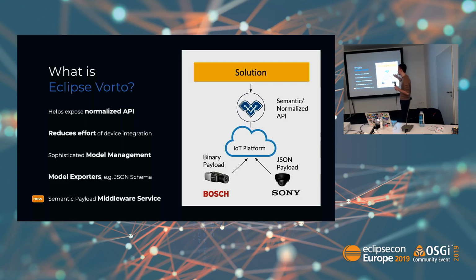Again, if we look at the picture on the right-hand side, we have two cameras again, but in this case we only have one channel of communication to our solution, which is normalized through this Vorto semantic API. Even if we added more cameras from different vendors and different manufacturers, this would only mean very little effort to also normalize this payload to the Vorto payload.